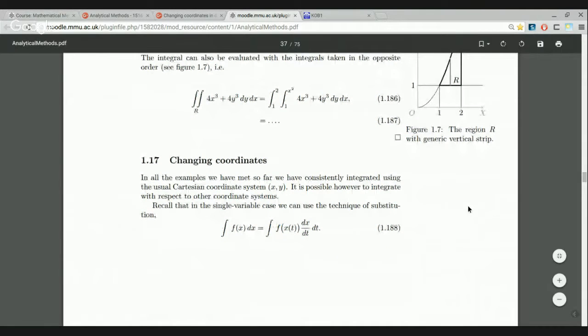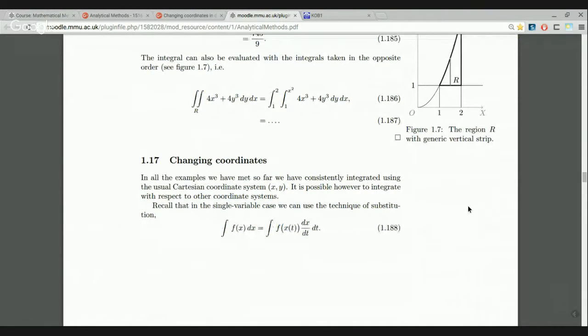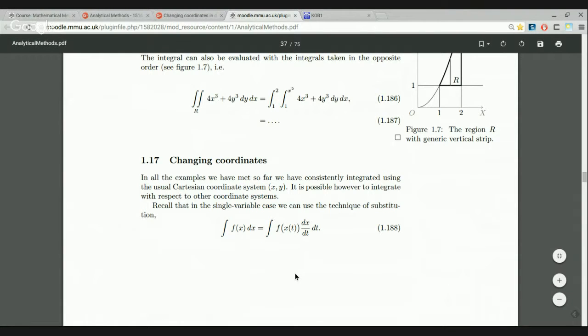So, as with a lot of these things, before we introduce something new in multivariable calculus, we look back to a familiar equivalent thing in one variable calculus. This is where you probably know it as integration by substitution. You think back to integrals of a function of a single variable.